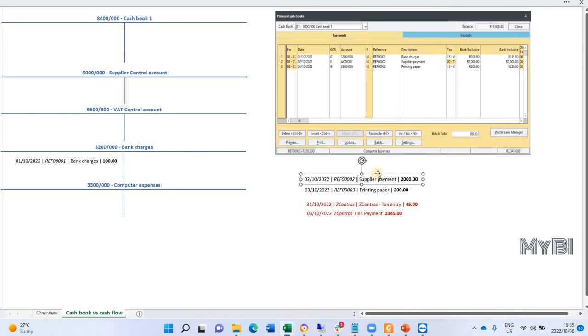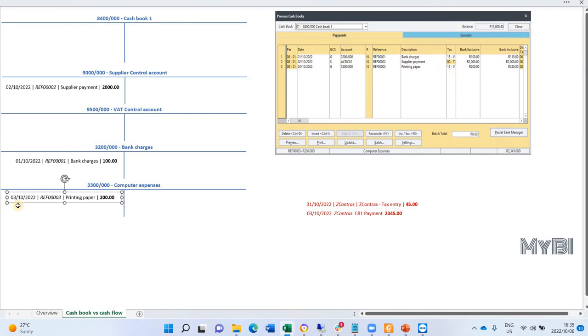On the 2nd of October, it's this second leg here, the 2nd of October, ref 00002, supplier payments, and 2,000 Rand. Third comes the third line item here, which would be on the 3rd of October, ref 00003, printing paper, and 200 Rand, which is that VAT exclusive amount.